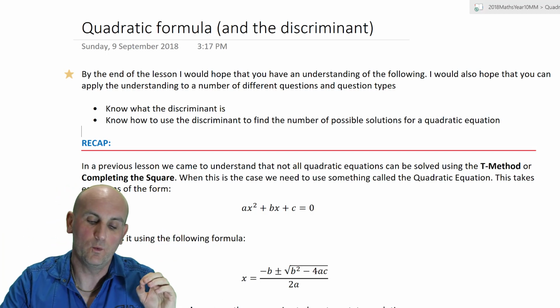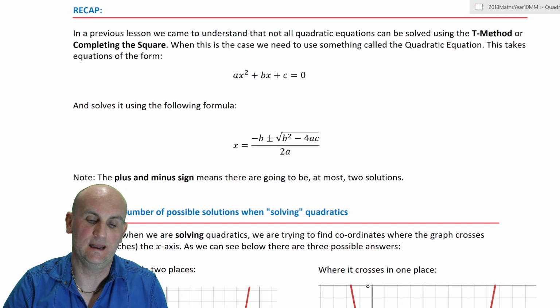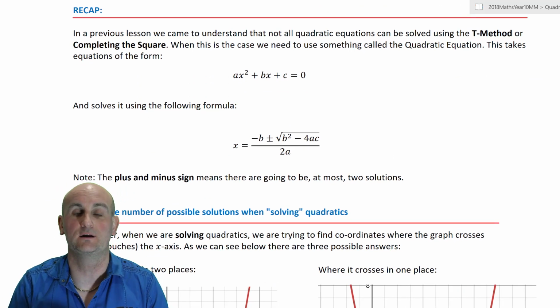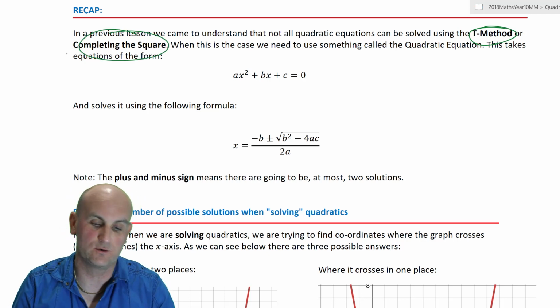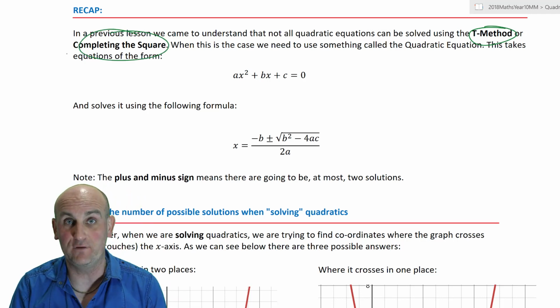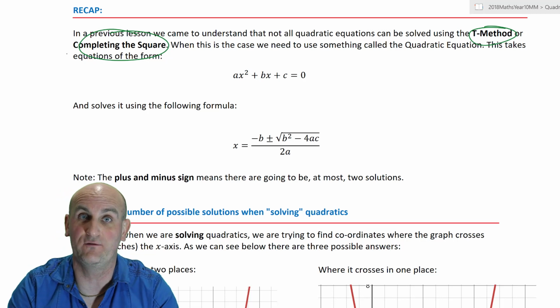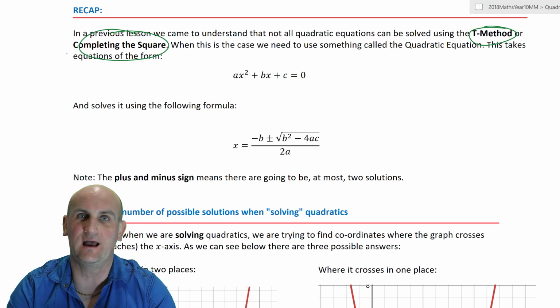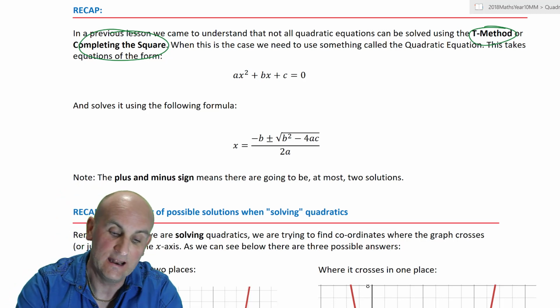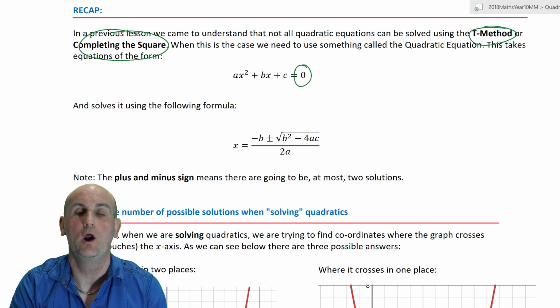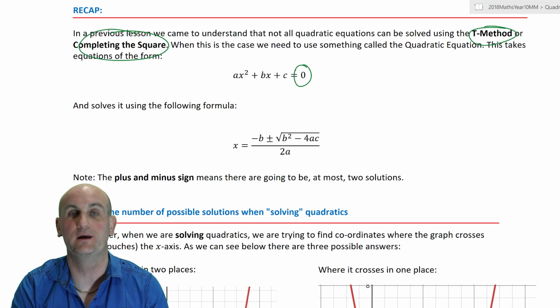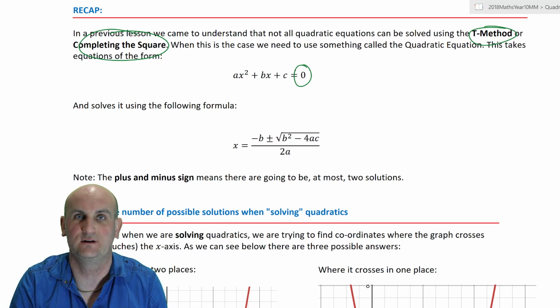But it builds on what we've done previously. We've looked at the idea that we can solve quadratics by using the t method or by completing the square. And in every single case, to be able to use the tools available to us, we have to use ax squared plus bx plus c, and it has to be equal to 0. Why? Because when we make it equal to 0, we're finding specific crossing points on the x-axis. That's why it's equal to 0.